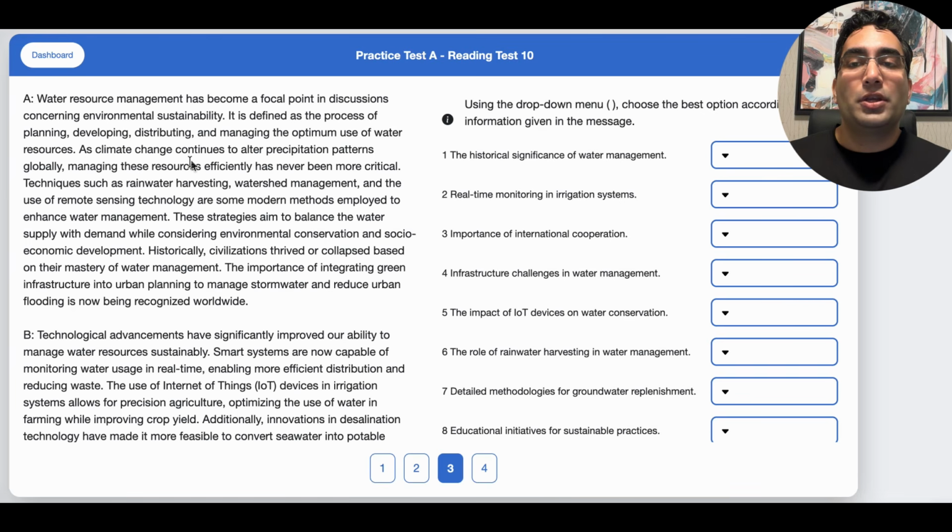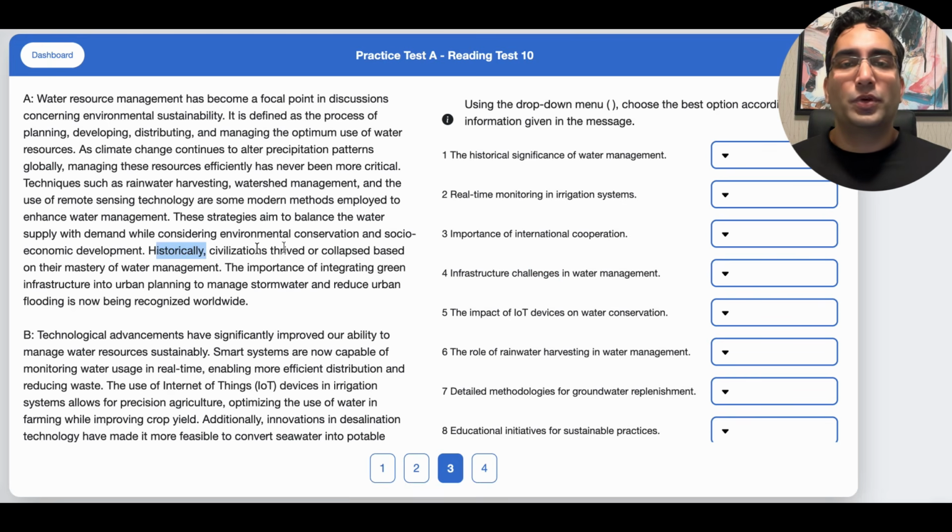Okay, as climate change continues to, okay, this is about climate change globally. Now globally, this makes me think about international cooperation. So I'm going to read this a little slow. Managing these resources efficiently has never been more critical. Okay, it didn't really talk about international cooperation. Let's skip that. Techniques such as rainwater harvesting, watershed management, and the use of new technologies are some methods to enhance water management. Again, not seeing my keywords. These strategies aim to balance the water supply with demand while considering environmental conservation and socioeconomic development. Development is like infrastructure, but it's not challenges. So okay, keep reading. There we go.